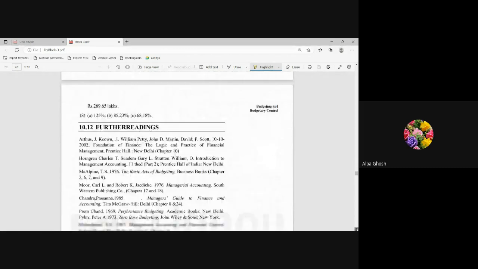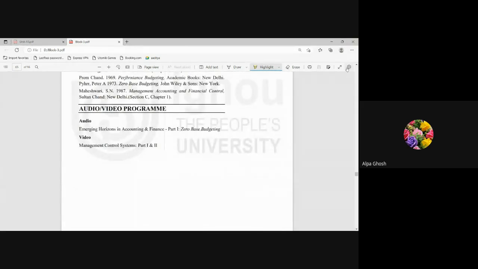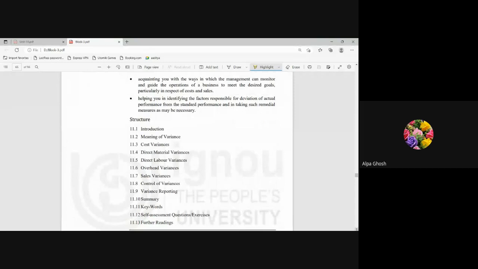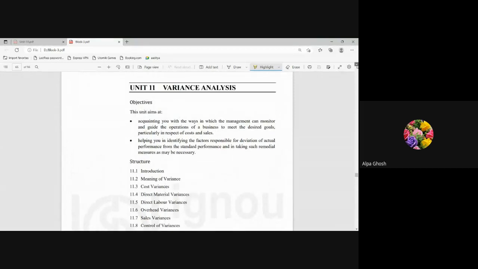And coming to the last one. The last one is variance analysis. I told you what is variance. Variance is the difference between the actual and the planned. Whatever you have planned, whatever you have budgeted, and what is the actual. So the planned is known as standard.